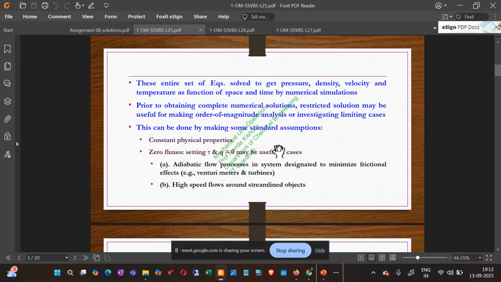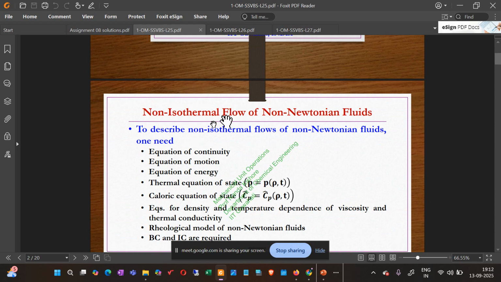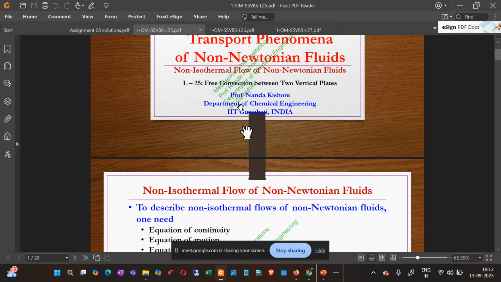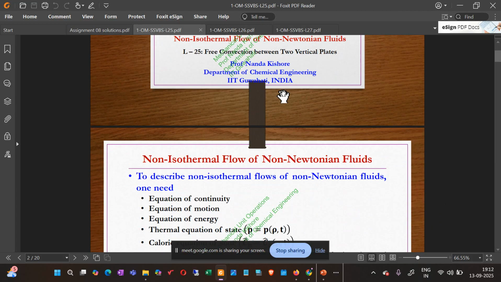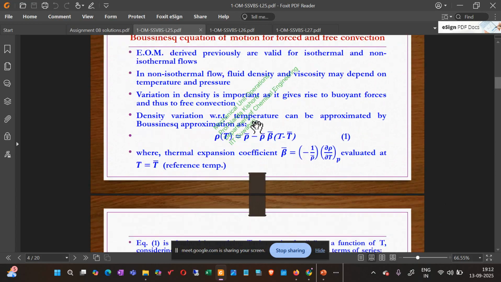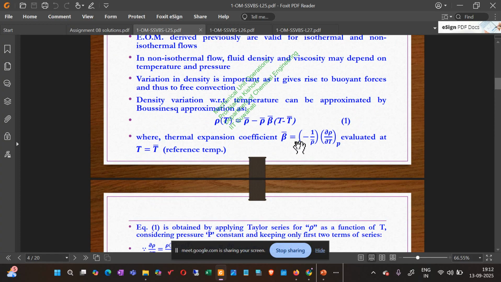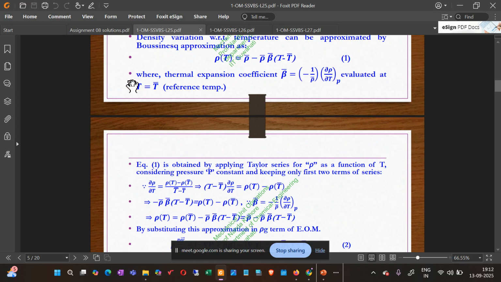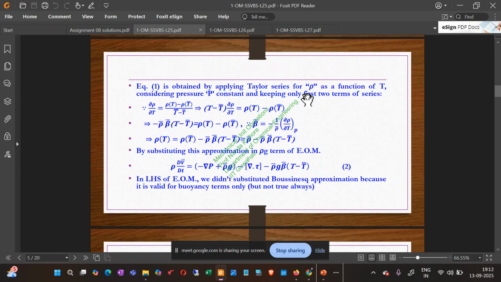So the problem that we are dealing with right now is non-isothermal flow of a non-Newtonian fluid, and especially we are looking at free convection between two vertical plates, right? So that's what is there. So here beta is what? The expansion coefficient, which is given as minus 1 by rho, del rho by del T, and sometimes this rho can be written in terms of V. So volumetric expansion, right? And T bar is the reference temperature.